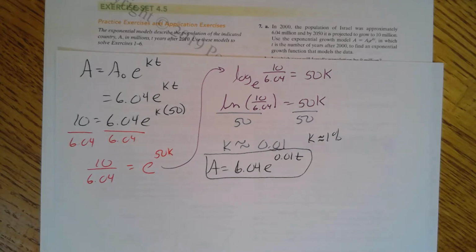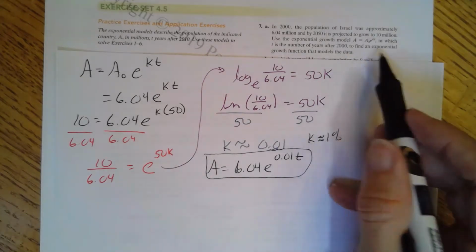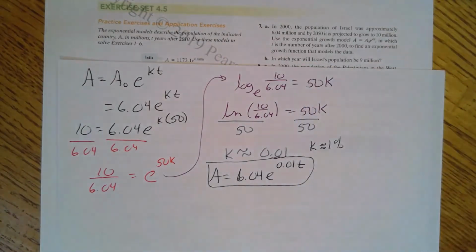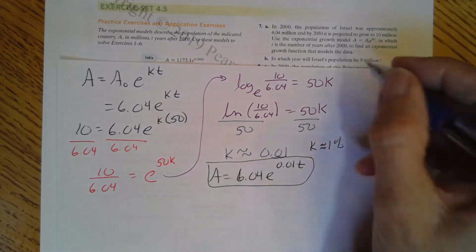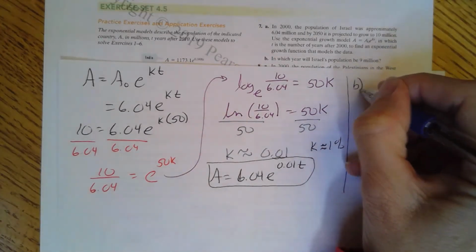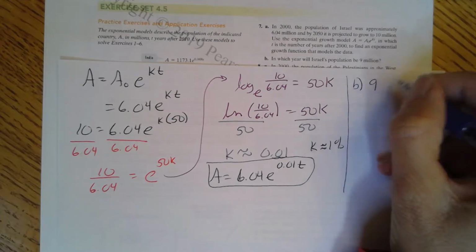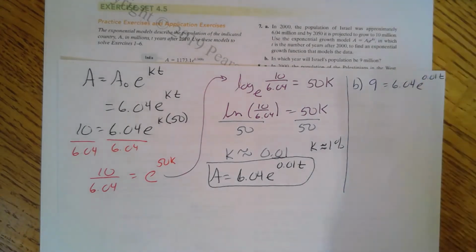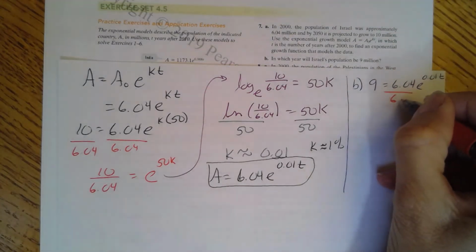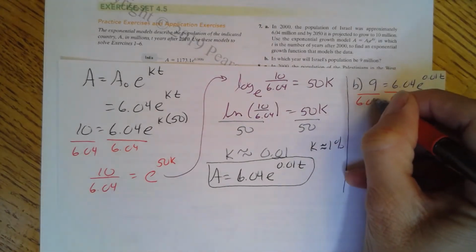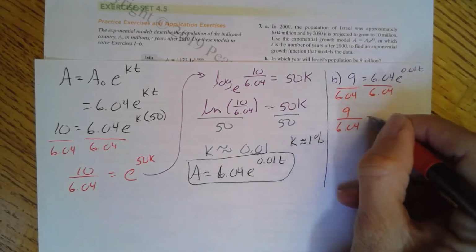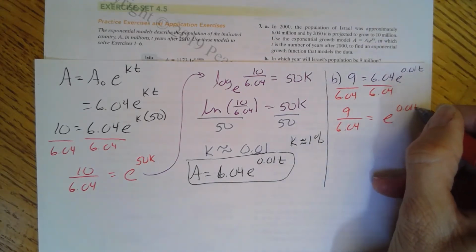And now what is it asking us? It's now asking us to find, in which year will Israel's population then be 9 million? So part B is when will we hit 9 million? So we're going to put 9 there. So 9 for A equals 6.04 e to the 0.01t. Once you do these, you'll see it's the same step over and over again. Divide by 6.04. So we get 9 divided by 6.04 equals e to the 0.01t.